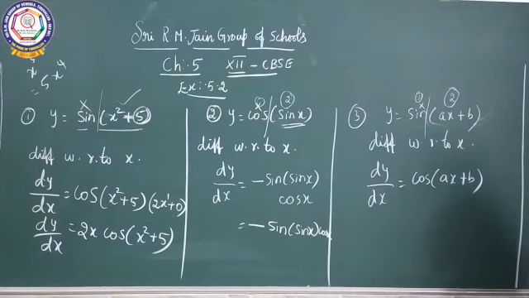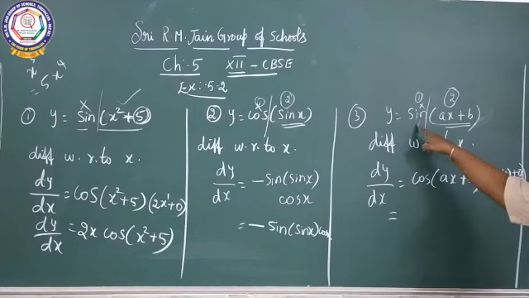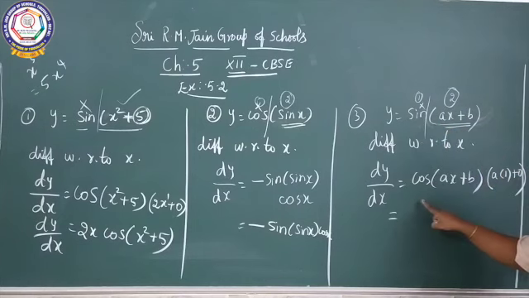We move on to the next one. You concentrate on ax plus b. A is a constant but a multiple of x. A into what is the differentiation of x? 1. Then b is a constant, so it becomes 0. So it gives, since the sine of the total term is x, I write cos of ax plus b.